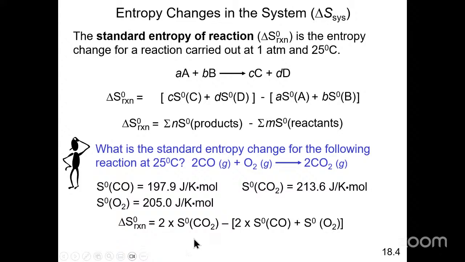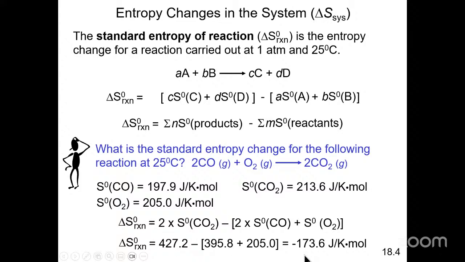So from here, it's a matter of plugging the numbers in. When you plug the numbers in, you're going to end up with your answer being minus 173.6 kilojoules per mole. All right, so that's basically how you're going to calculate the entropy change of any reaction if you're given a balanced equation.